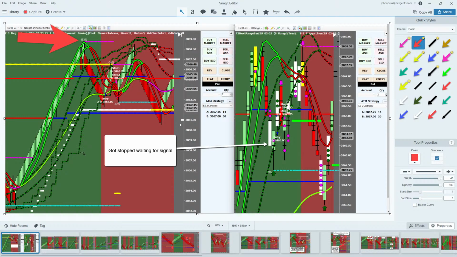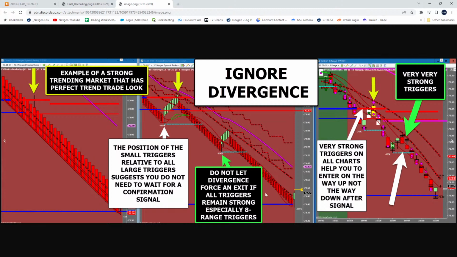in the chart reading section, let me pull up a picture here. Look, this is in the advanced chart reading section. It's also in the management user guide. And that YouTube video that I did on September 25th also goes a lot into divergence. But whenever you're looking at a divergence and you're saying, how much should I pay attention to that divergence? Where are the small triggers relative to the large triggers at the time you get that divergence is a key factor.